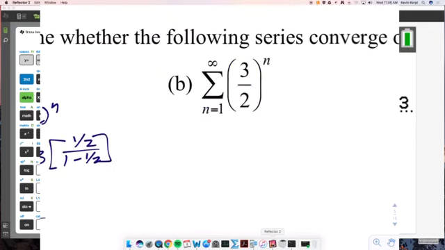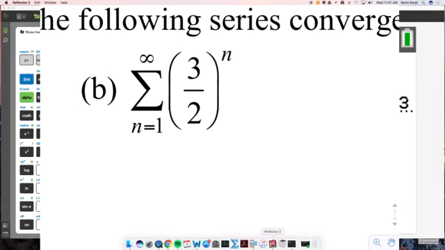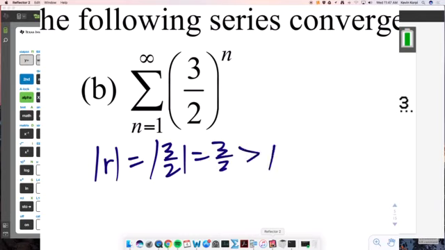Okay? All right. This one, we already know this one. It diverges. But if you had to say why, here's what you would say. The absolute value of r is the absolute value of 3/2, which is 3/2, which is greater than 1.